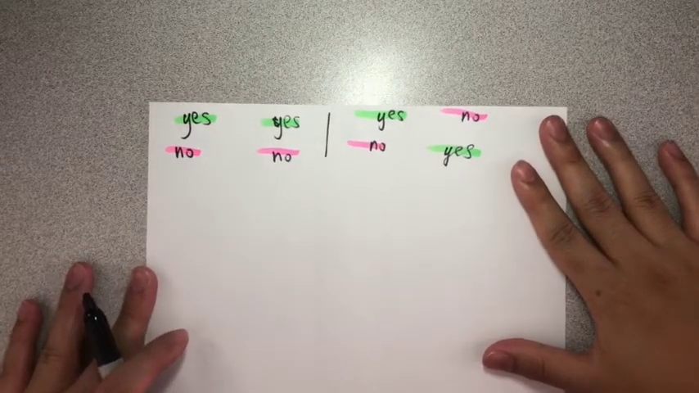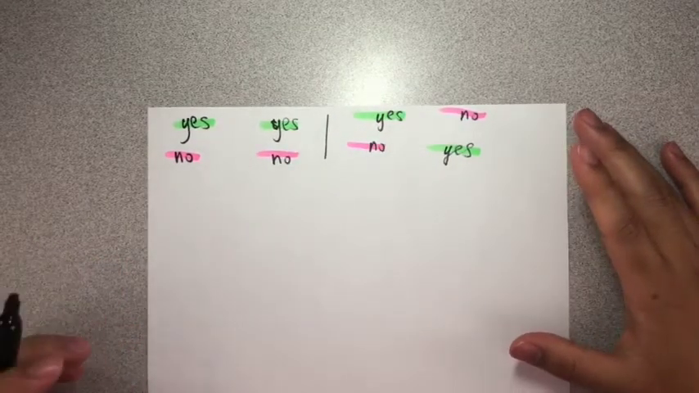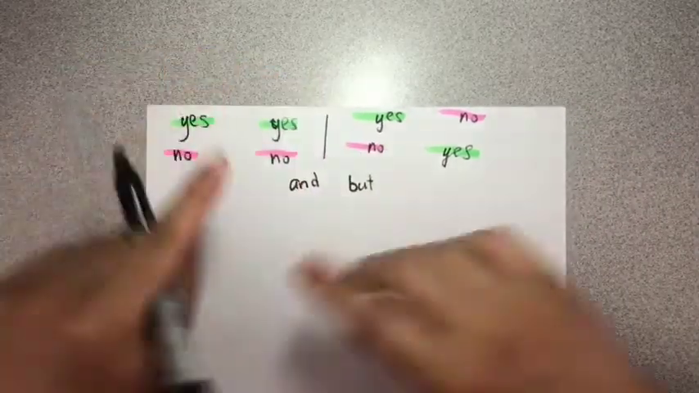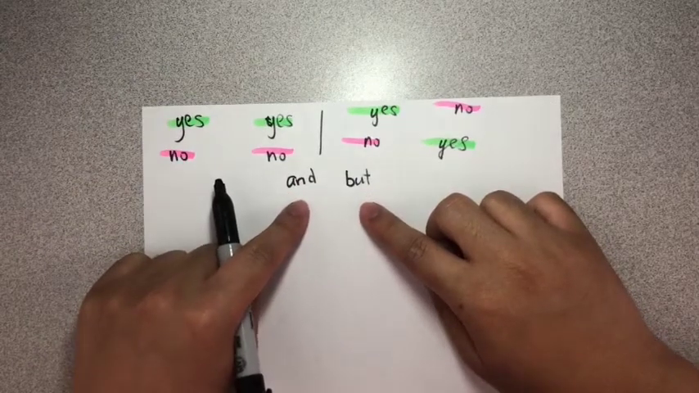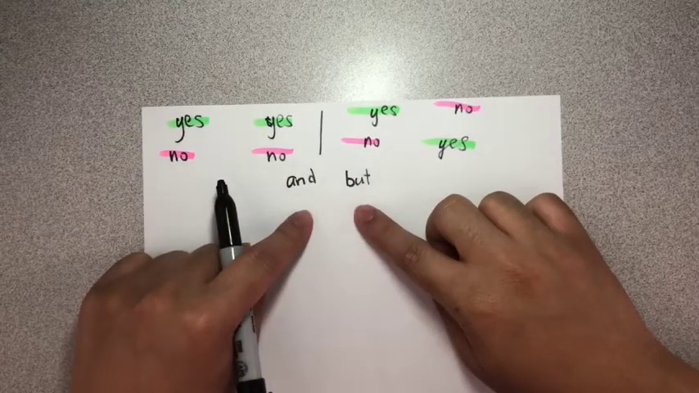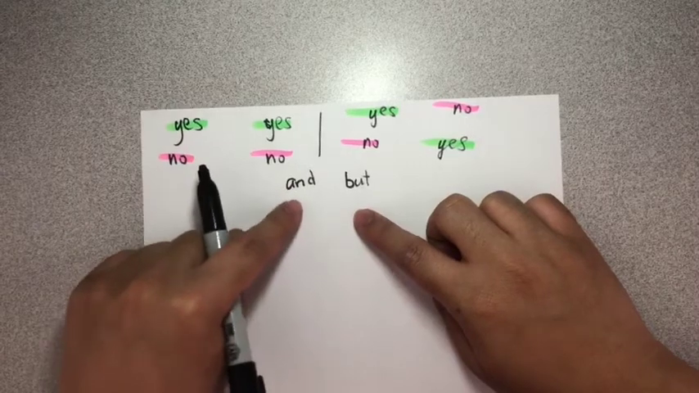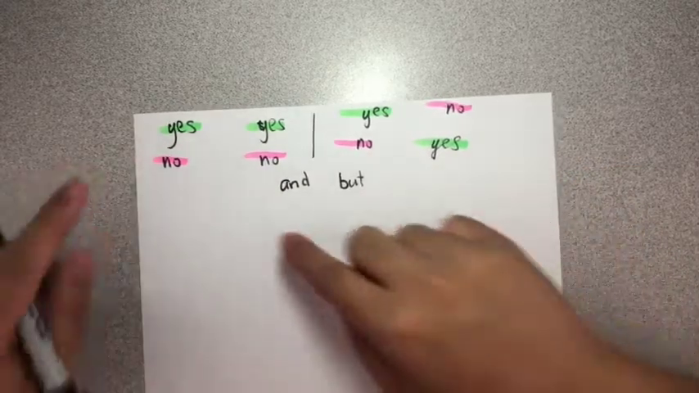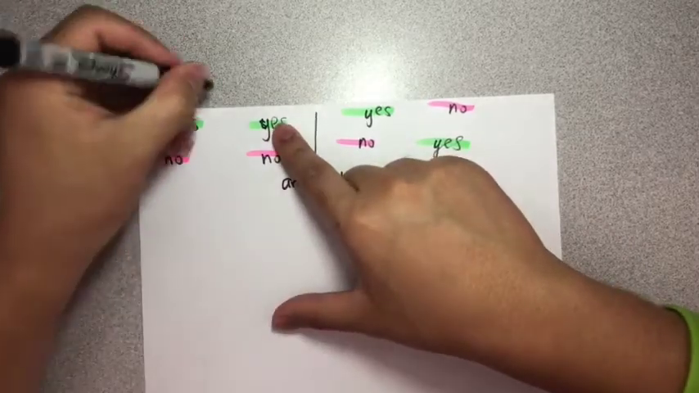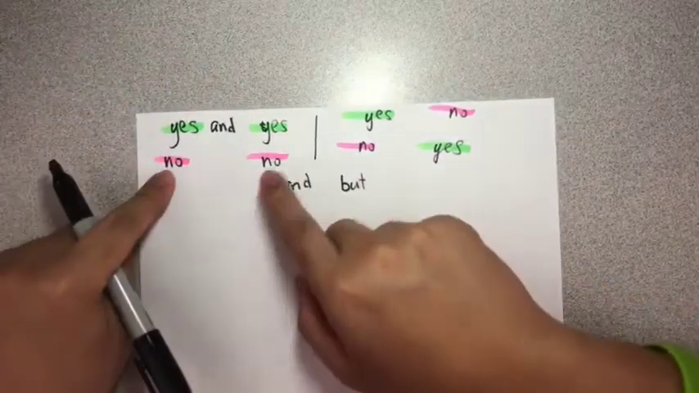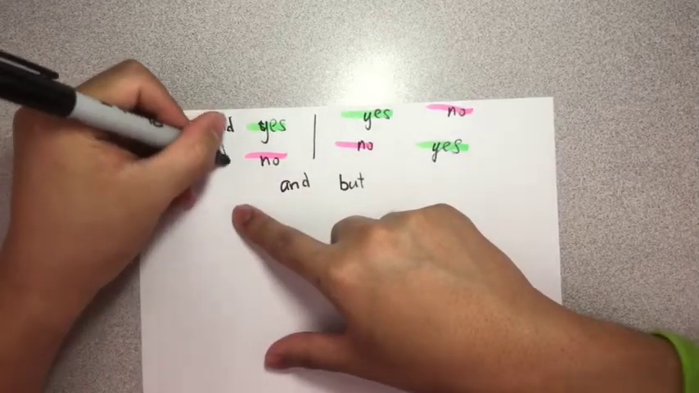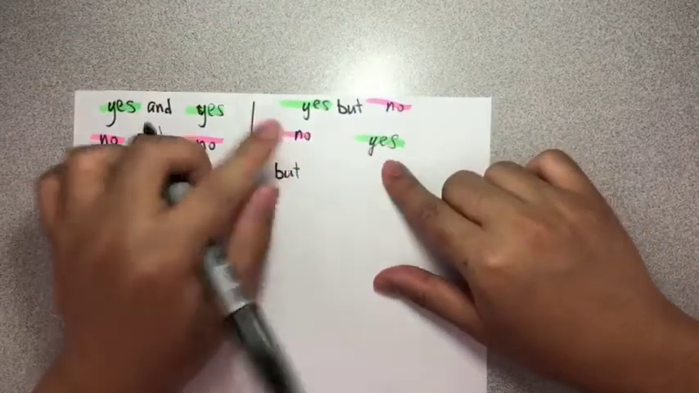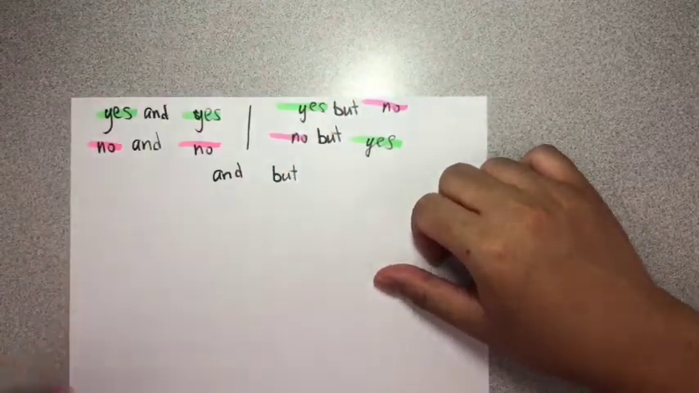Okay, so last week we used the words and, but. When we want to put two sentences together, do you remember how to use them? We use and when two things are the same. We use but when two things are different. So if we have yes, yes, we use and. If we have no, no, we use and. If we have yes, no, but, no, yes, but.